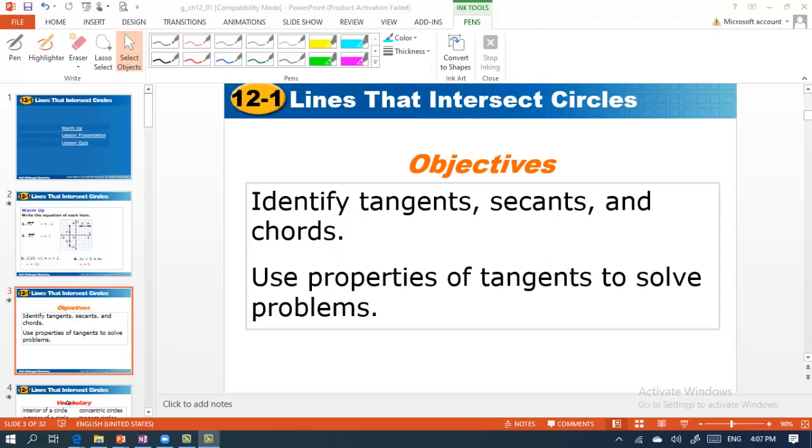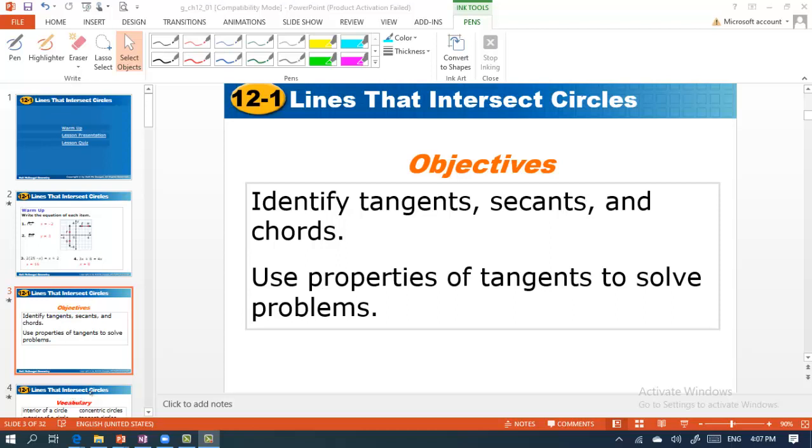Today, our lesson is 12.1 Geometry, Chapter 12, Lesson 1, Lines that intersect circles. In general, Chapter 12 is for circles. We're going to study all things about circles, and our objective of this lesson is to identify tangents, secants, and chords of circles. The second objective is to use properties of tangents to solve problems. Students should be able to understand the meanings and implement them practically with calculations and examples.